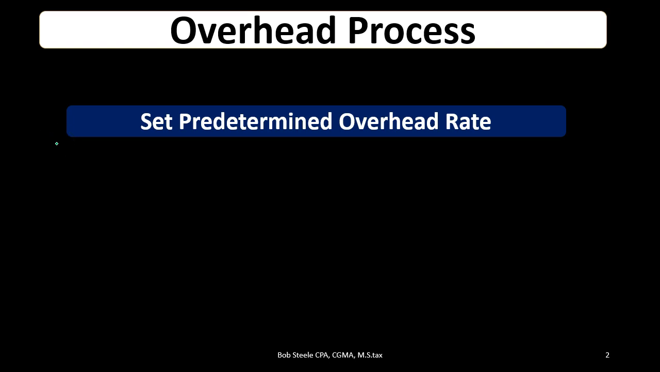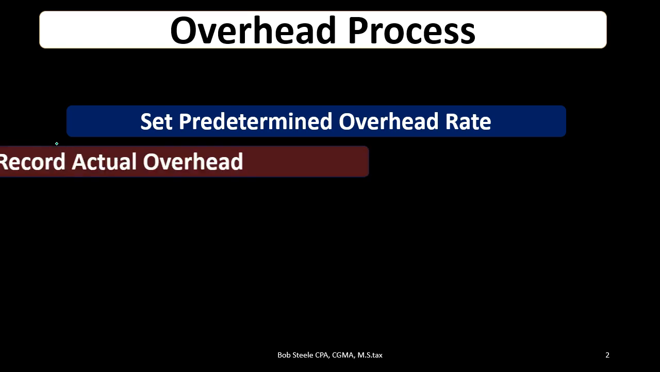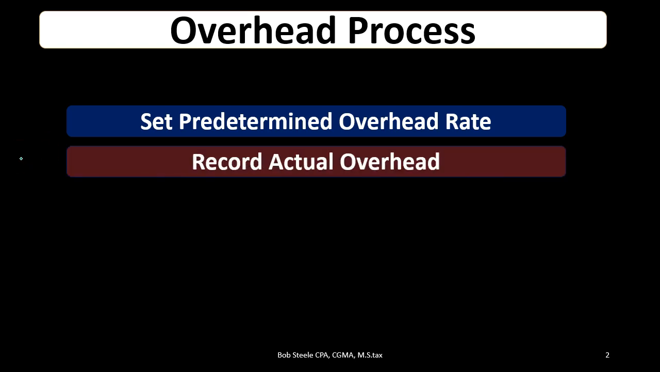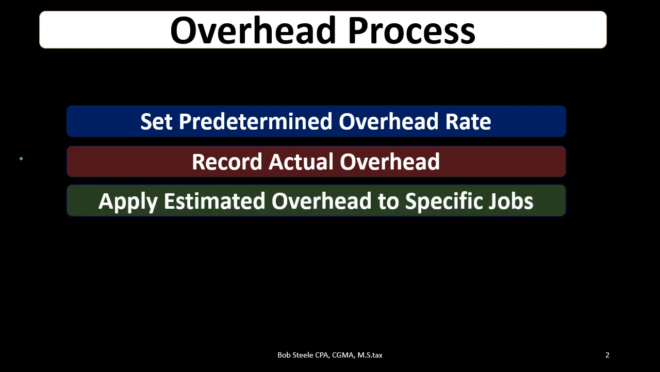First, we want to take a look at the overhead process, the procedures that the overhead will go through in order to record the overhead and then allocate the overhead. The first thing we're going to do at the beginning of a time period, at the beginning of a month or period, is to set the predetermined rate. Then we're going to record the actual overhead that we are going to incur, and then we're going to apply estimated overhead to specific jobs.